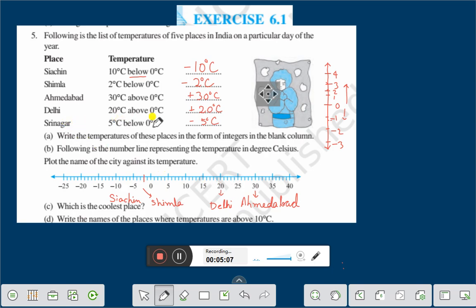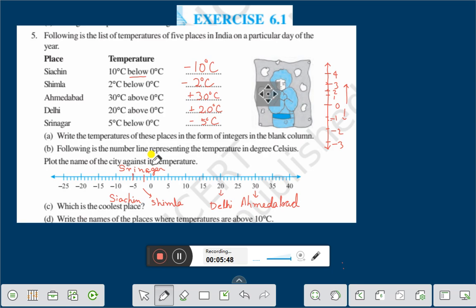And Srinagar, minus 5 degrees. Minus 5 is here, you see. That is, this is 0, minus 1, minus 2, minus 3, minus 4, minus 5. This point is minus 5, that is, this is Srinagar. I am writing here Srinagar, S, R, I, N, A, G, A, R. This is Srinagar, right? We got all the names of the places, and also plotted the numbers against their temperatures.